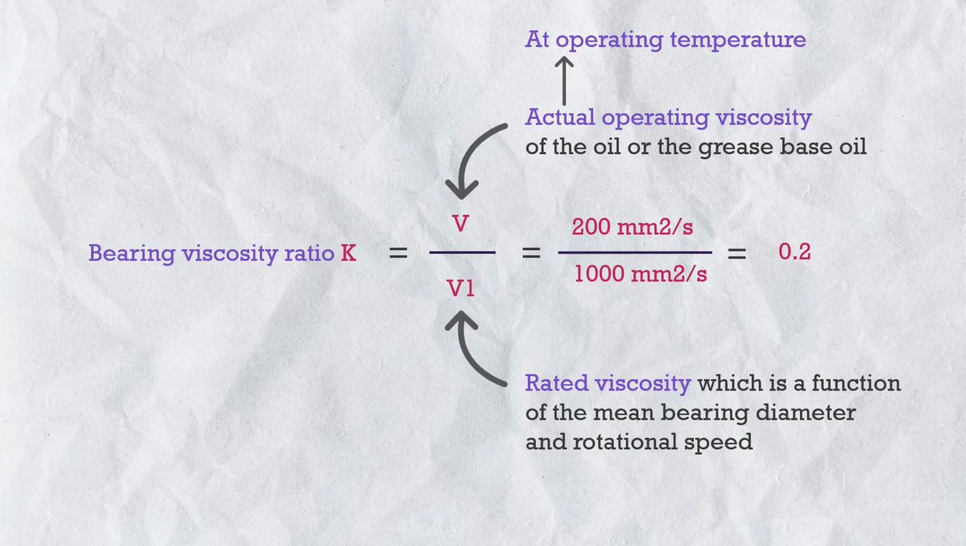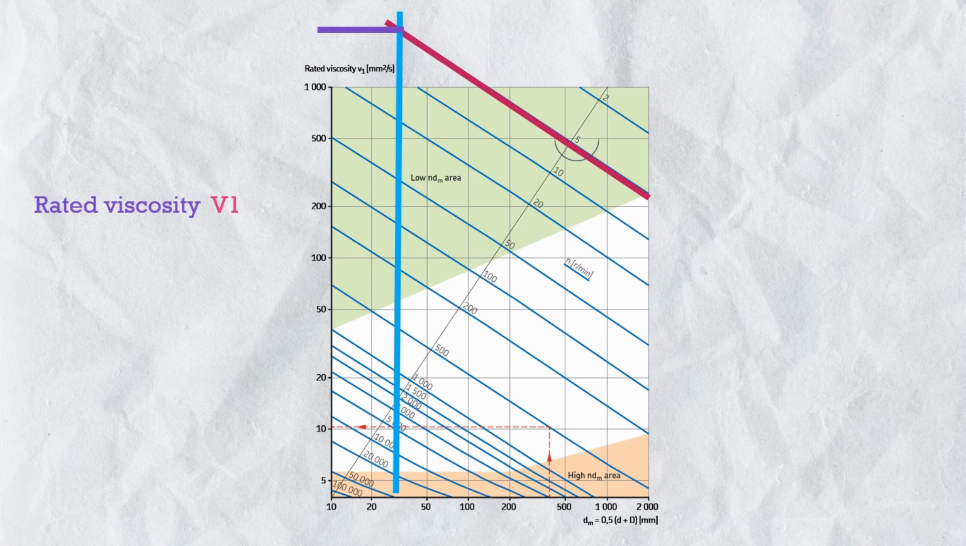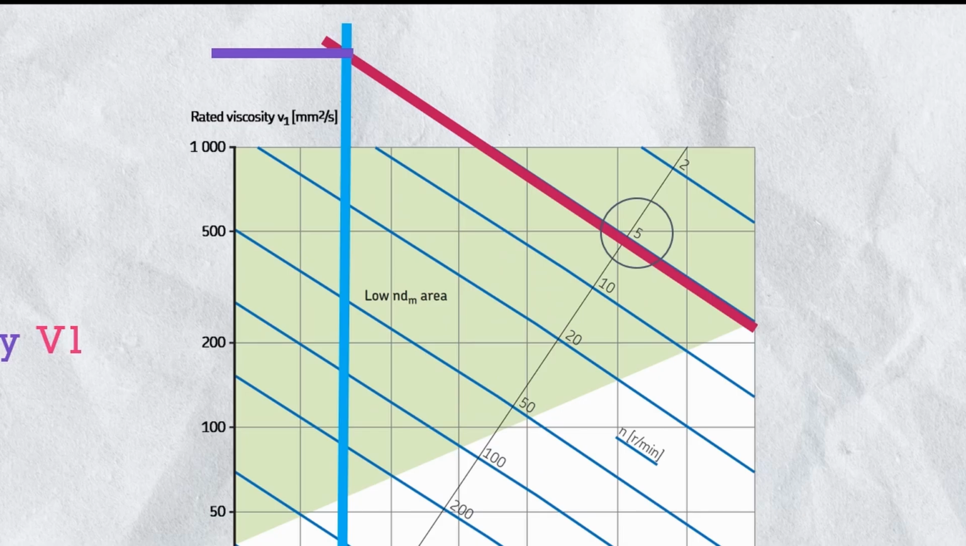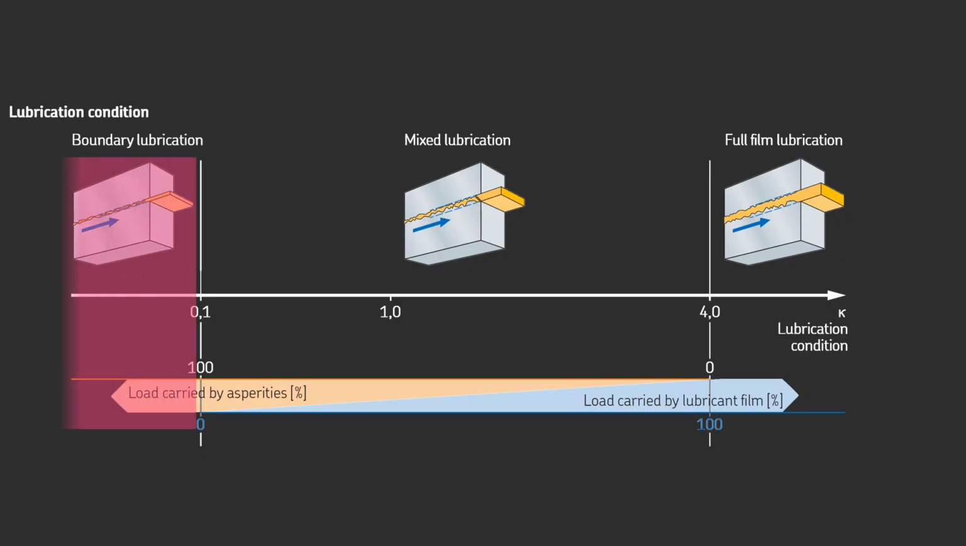Because the main reason of low viscosity ratio K in this case is the rated viscosity is too much, because speed is so slow, it's only 5 rpm. And this is why for low speed applications, bearing static safety factor S0 calculation is a must. So this is the case of boundary lubrication.